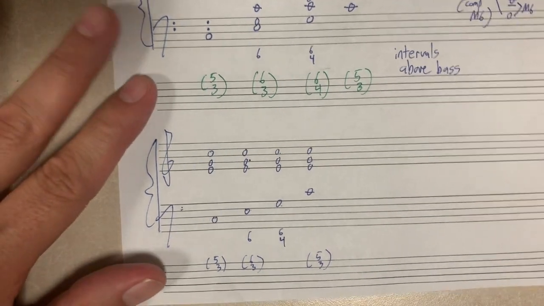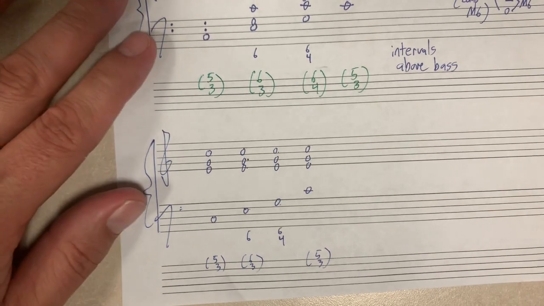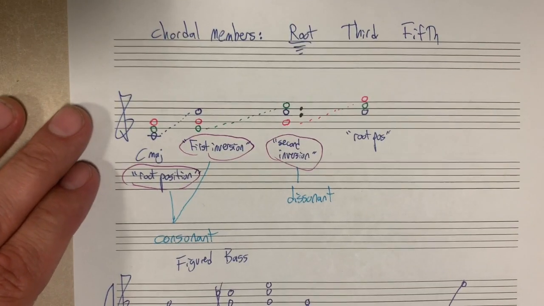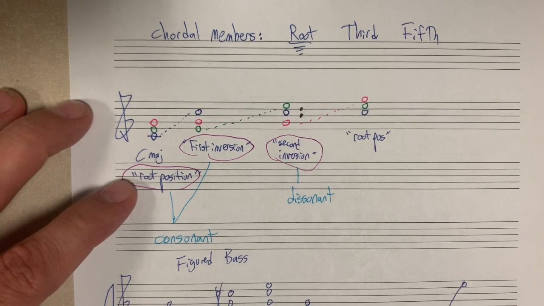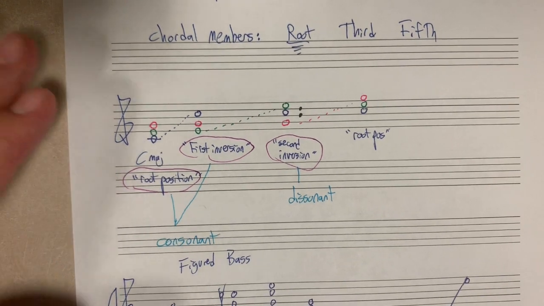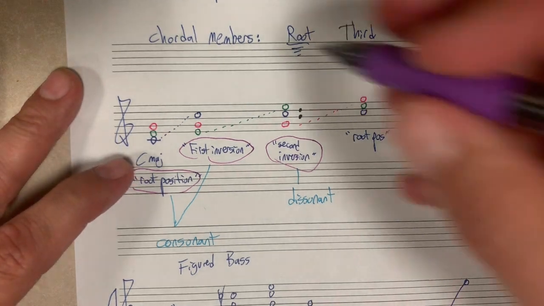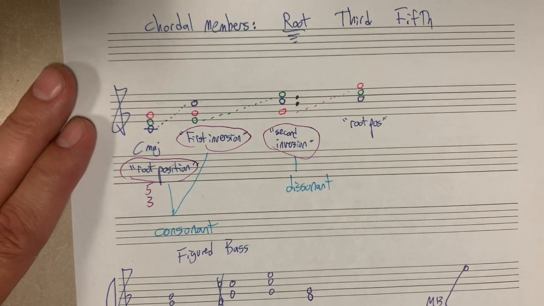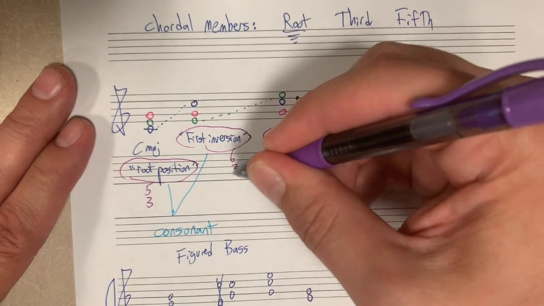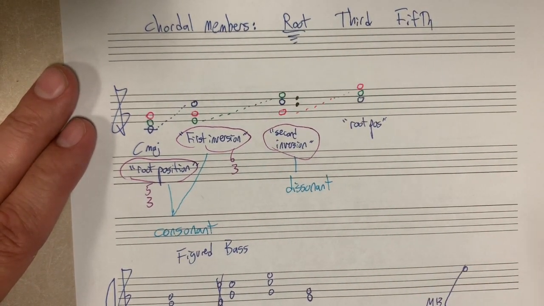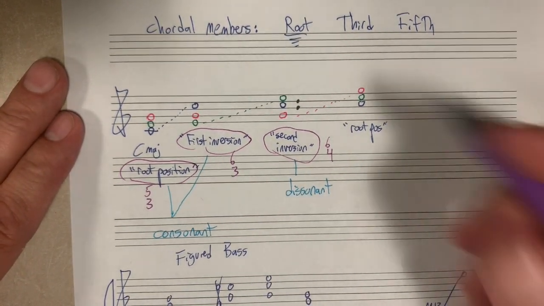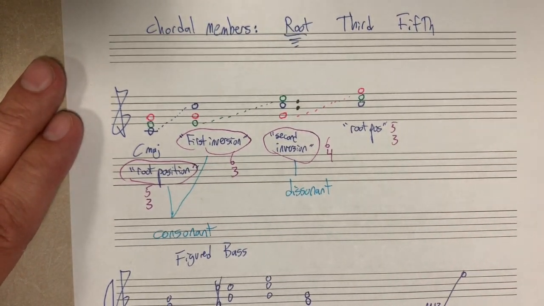So why am I telling you about figured bass? Well, like I said, it's an analytical tool, and we basically use it to describe inversions in beginning music theory analysis. Root position is often just called 5/3 position. First inversion is called 6/3 position. Second inversion is called 6/4 position. And then root position, we're back to 5/3.